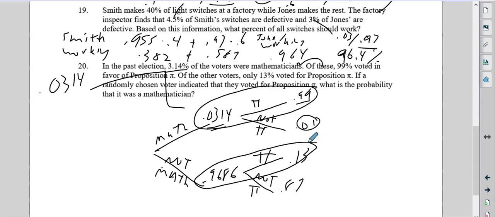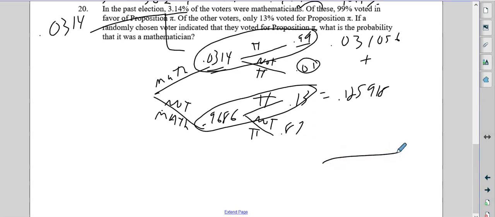So we're going to multiply like we have done, like I just referenced. So this ends up being 0.031056, about 3%. This one ends up being 0.125918, about 12.5%. What we need to do is basically say, what's the total of people who voted for pi? Because remember, our denominator on a probability problem is always the total. So that's going to be 0.157004.